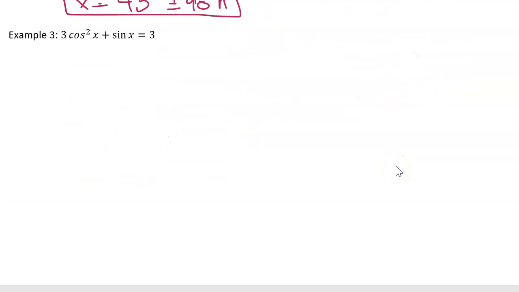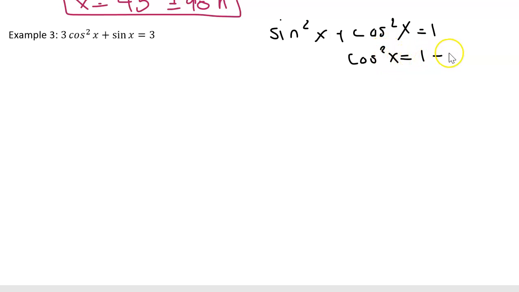All right. Example 3. 3 cosine squared x plus sine x is equal to 3. So we've got that same situation as the last problem where we have two different trig functions, a cosine and a sine. We're going to reach for a Pythagorean identity, specifically sine squared x plus cosine squared x is equal to 1. Rearranging this by subtracting sine squared x from both sides, we get that cosine squared x can be replaced with 1 minus sine squared x, and that's what we're going to do in our problem.